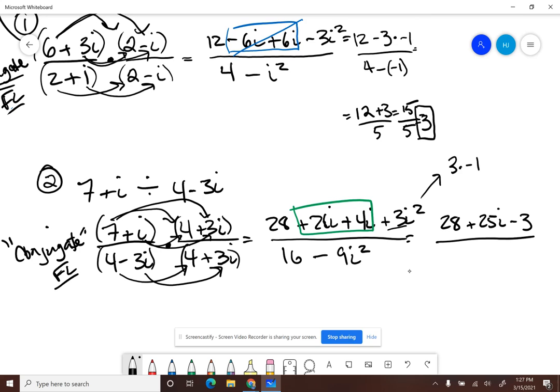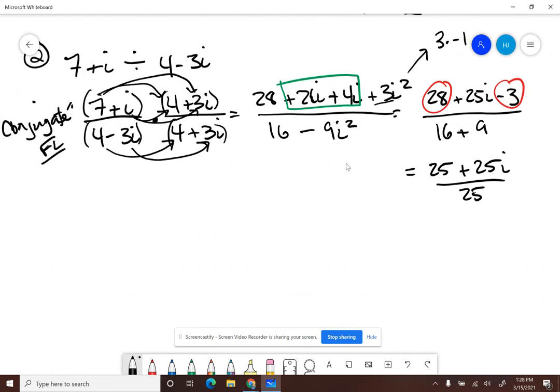Okay? Now, over here, I have 16 minus 9i squared. Again, i squared is negative 1. Anytime I multiply negative 1 times anything, it's just going to change the signs. And so instead of a negative 9, it's just going to be a positive 9. Let's just think about what we have here now. Let's take some like terms again. We're on the home stretch. Hang with me. 28 minus 3 would be 25 plus 25i over 25.